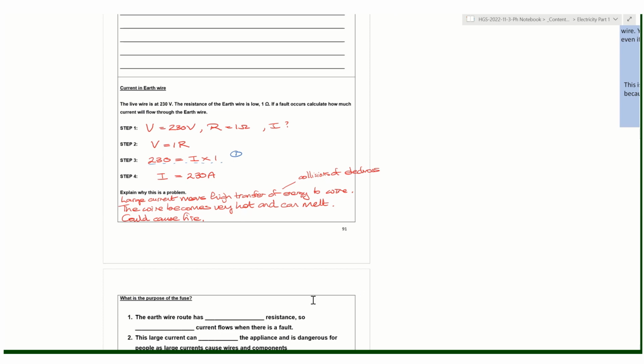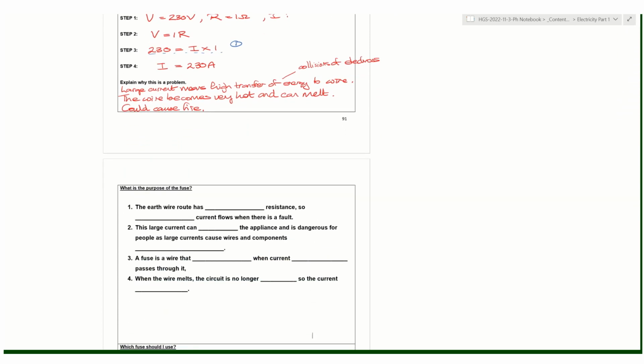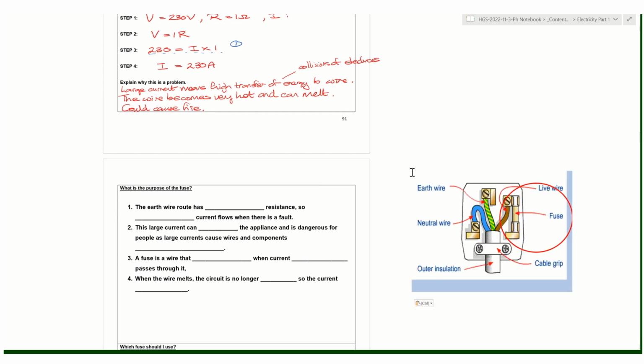So this brings us on then to the fuse. In order to understand the fuse, remember the fuse was this part of the plug that was connected to the live wire, which I've put a circle around here. This is my fuse. And why would we need that? Well, we've already seen that the earth wire has very low resistance. This is so the high currents, the alternating currents, flow when there is a fault.